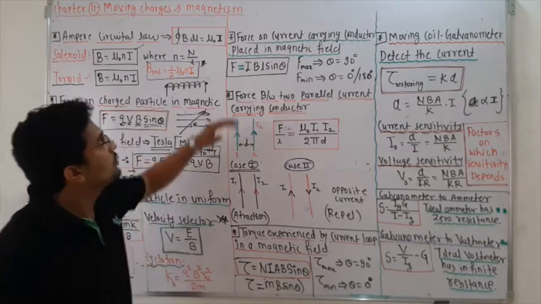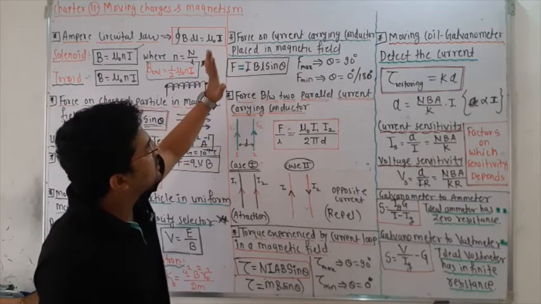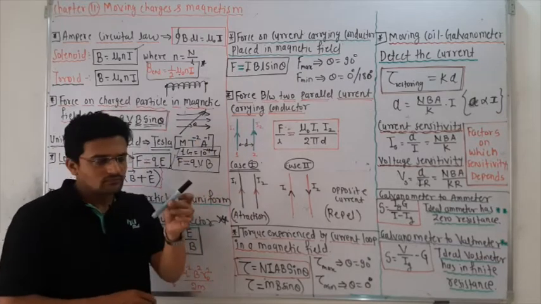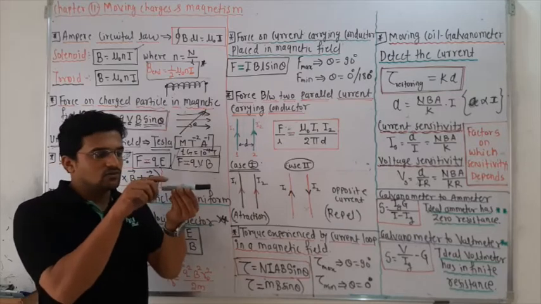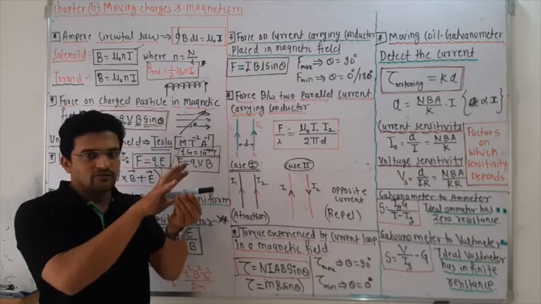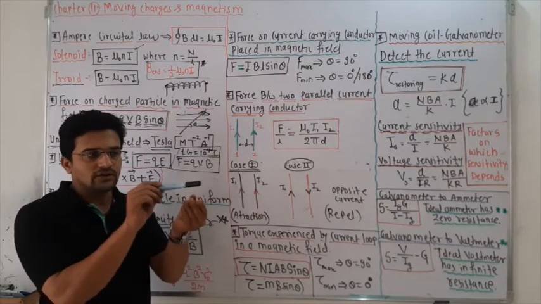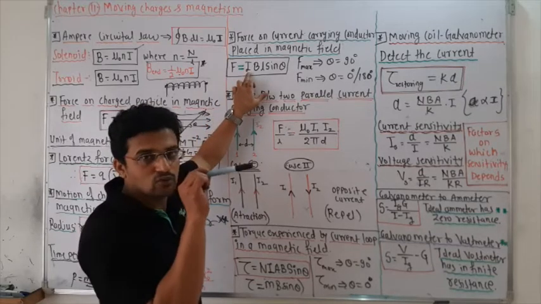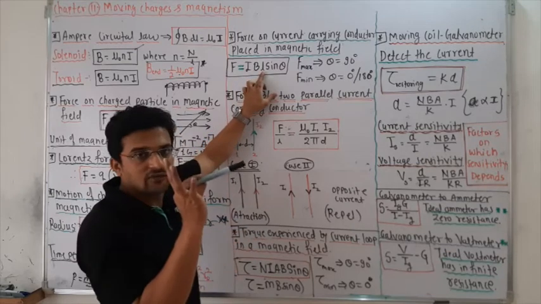Next is the force on a current carrying conductor when it is placed in a magnetic field. Suppose this is a conductor and there is a magnetic field here. If you place it here and pass the current, this conductor will interact with the magnetic field and deflect to one side or the other. That force is given by I B L sin theta, where I is the current through the conductor, B is the magnetic field surrounding the conductor, and L is the length of the conductor.